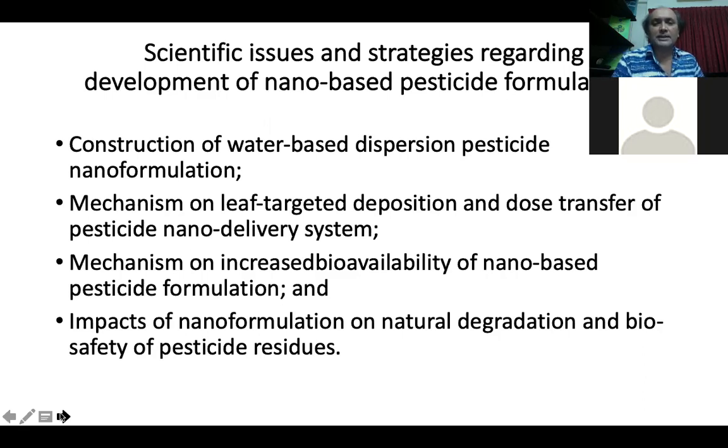Scientific issues and strategies regarding the development of nano-based pesticide formulations include construction of water-based dispersion pesticide nano formulation, mechanism on leaf-targeted deposition and dose transfer of pesticide nano delivery system, mechanism on increased bioavailability of nano-based pesticide formulation, and the last important issue, impacts of nano formulation on natural degradation and biosafety of pesticide residue. So these are the important issues and strategies regarding the development of nano-based pesticide.